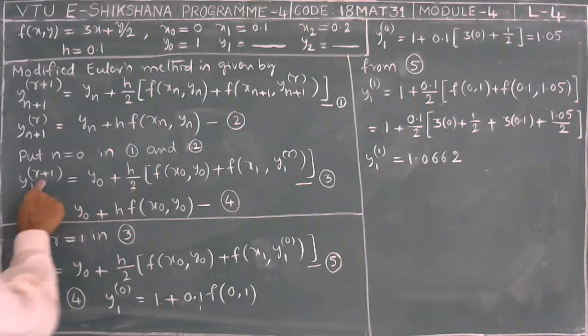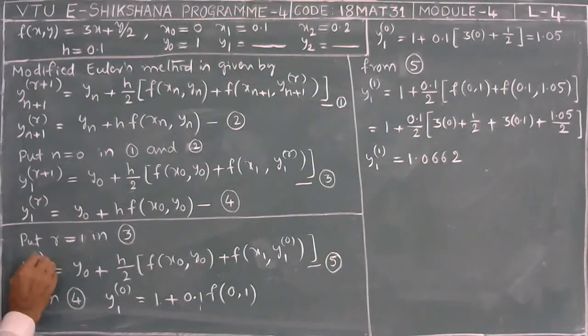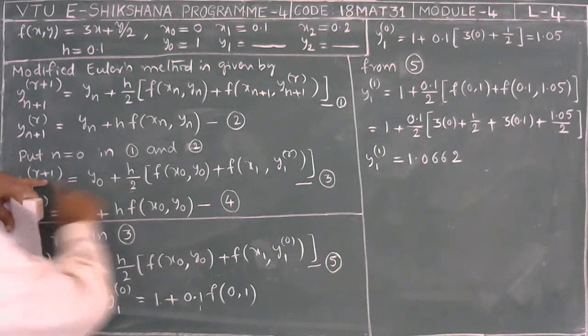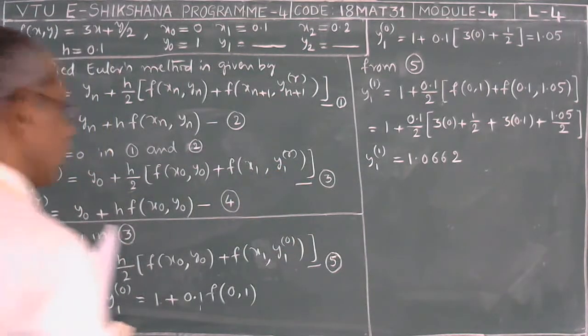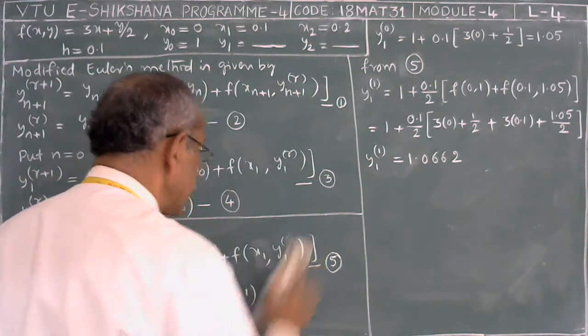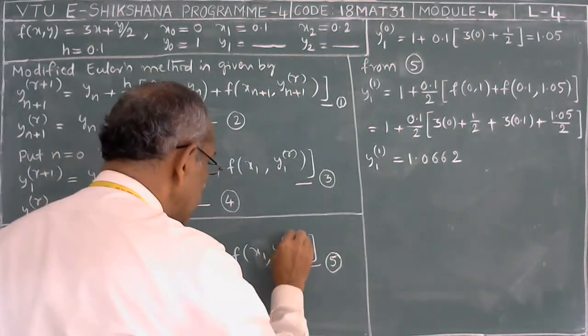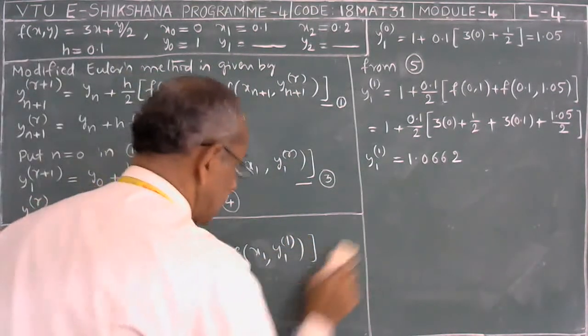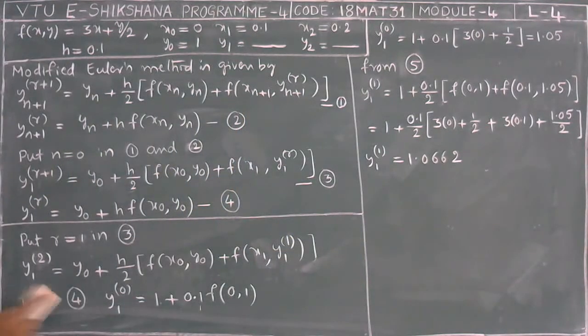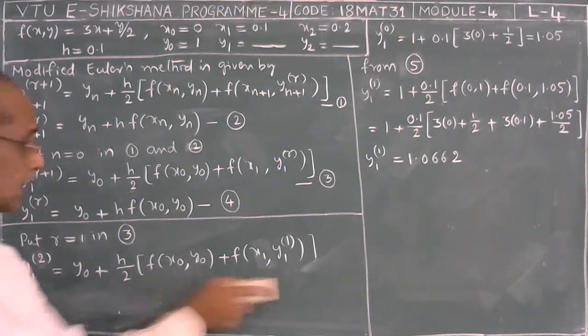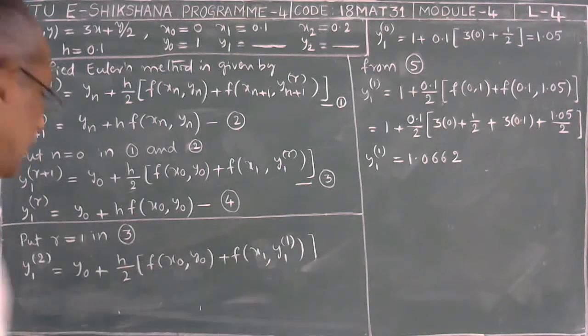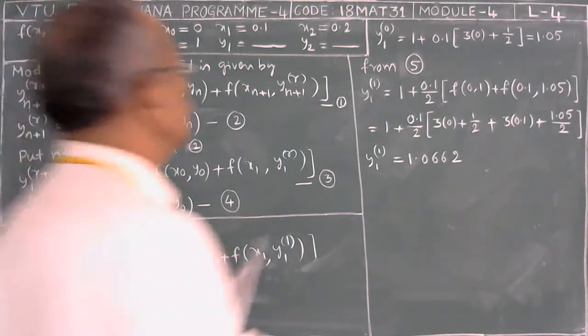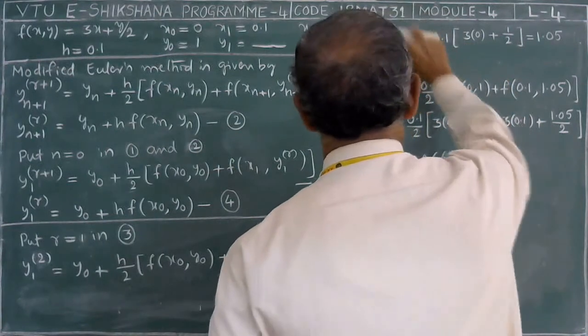So 1 plus 1, that is y12. y0, I am changing only the value of r, so when r is 1, you get y11. Now I will substitute y11 here and then compute y12. So I think I can start.